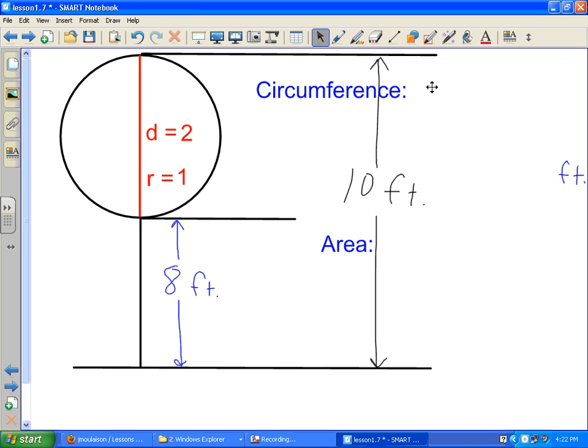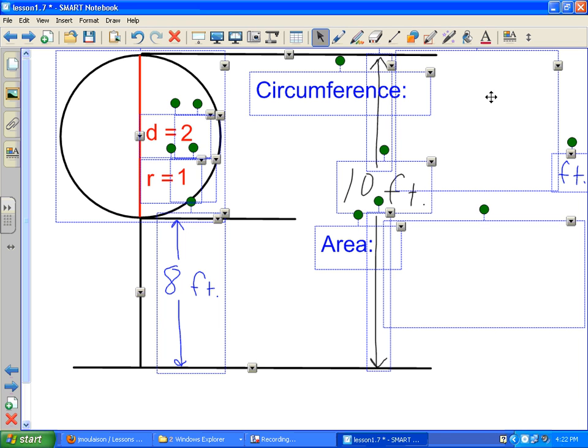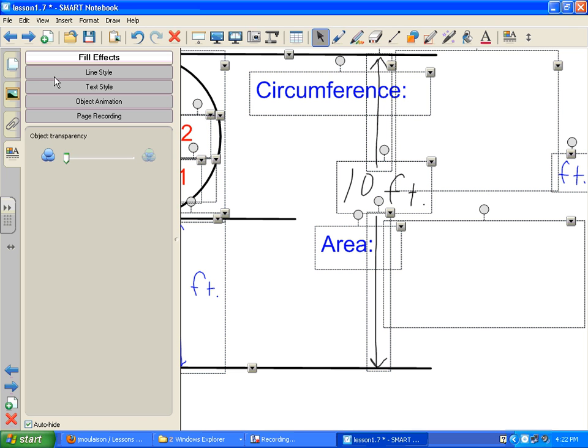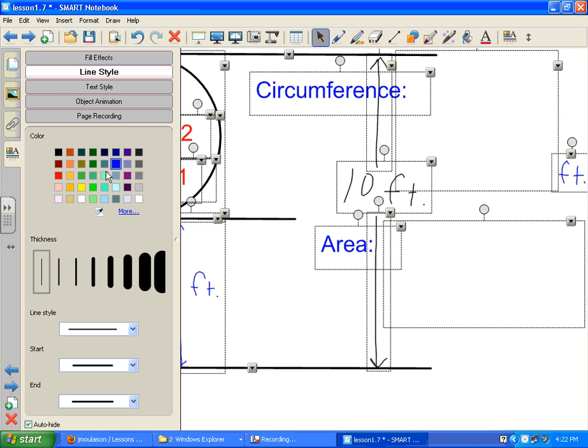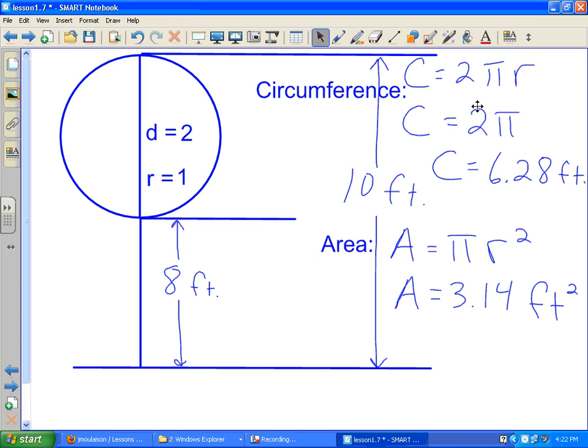Once I know the radius, I can calculate the circumference as 2 pi r, and the area as pi r squared.